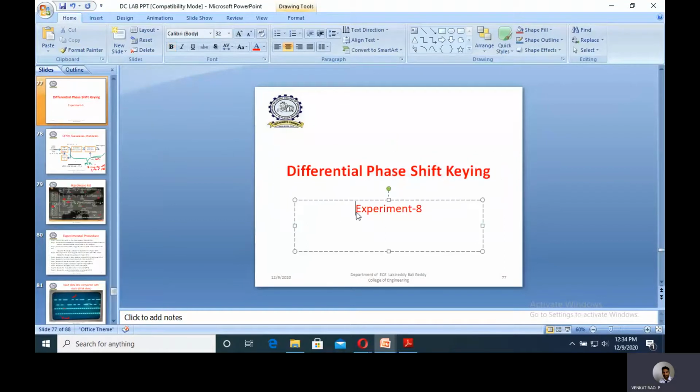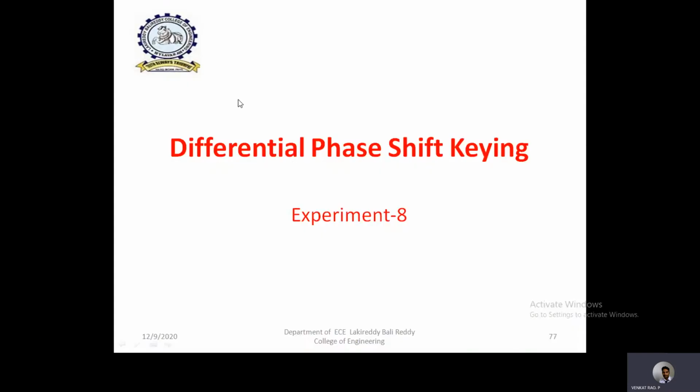In today's session, we will discuss what differential phase shift keying, that is DPSK, is and how it is different compared to PSK, how to generate a DPSK modulated signal or modulated output, and how to demodulate that. All these things we will discuss in this lab session. But before that, I'm going to review the theoretical concept of DPSK first.